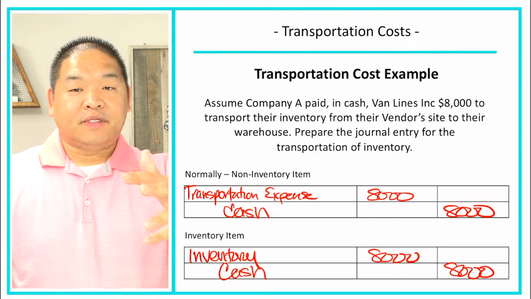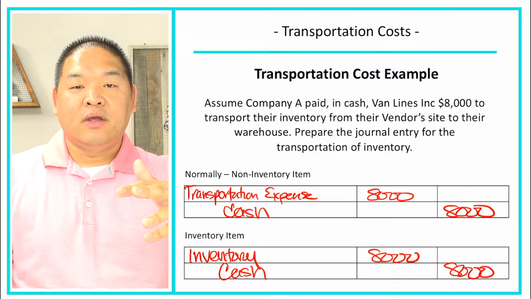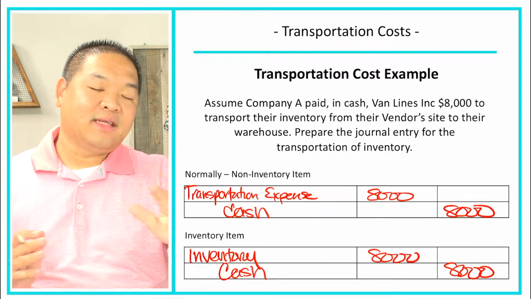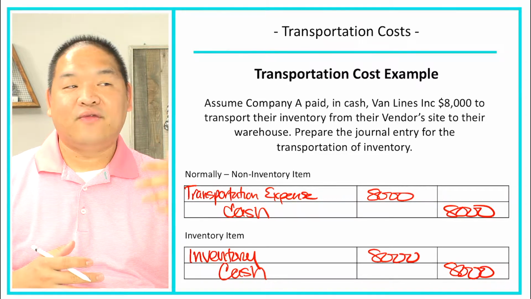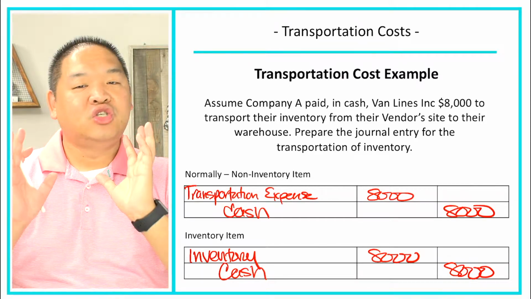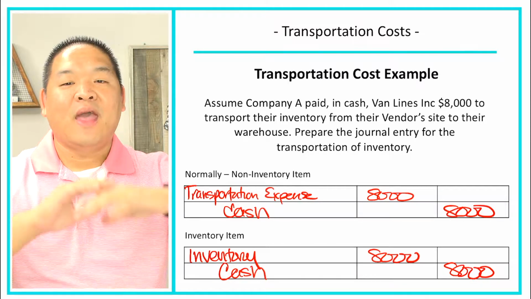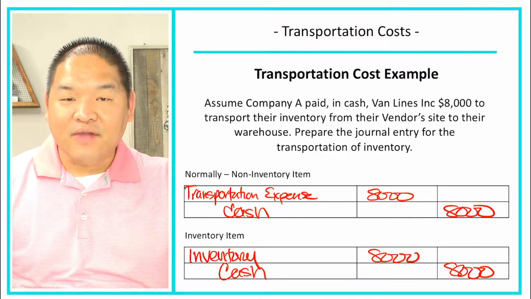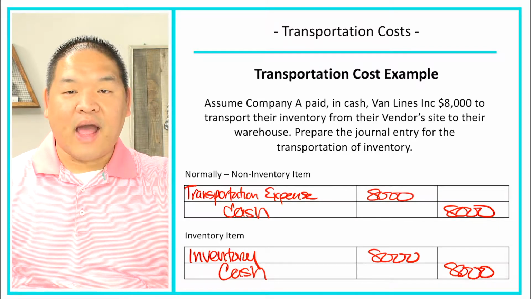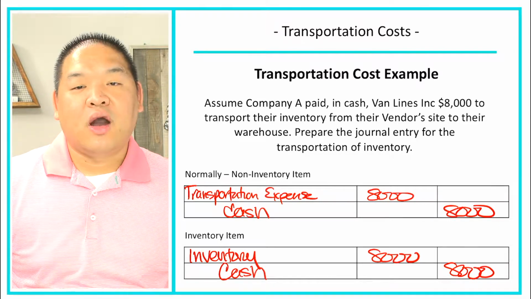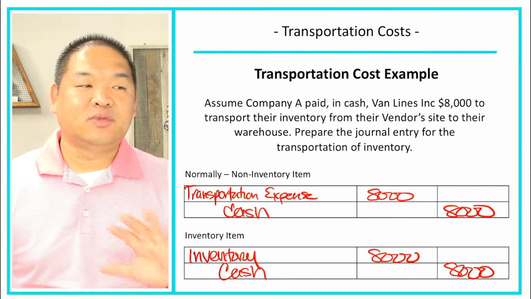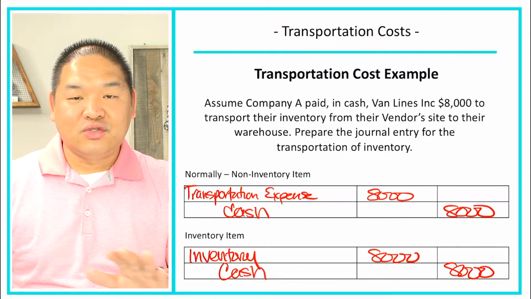Now, it's beyond the scope of this course right now that we show you how this then gets allocated to all the units, and then from there, how do we expense it? Just know that it goes into inventory, and then it's dealt with the cost of the actual item, and then we would figure out how much to transfer to cost of goods sold when we sell it. So it's beyond this section here, so don't worry about it.